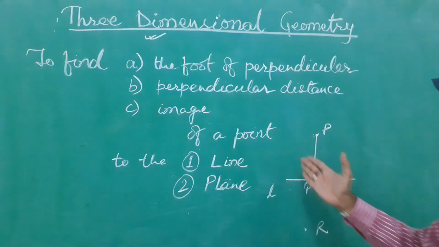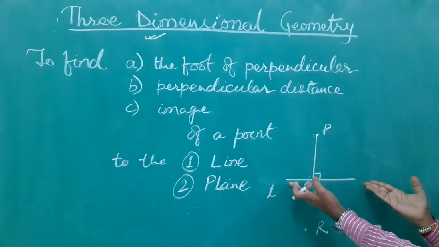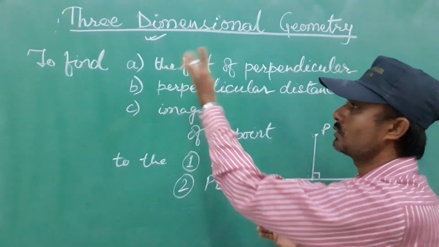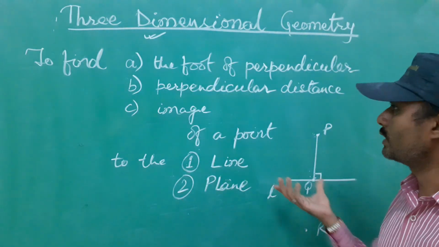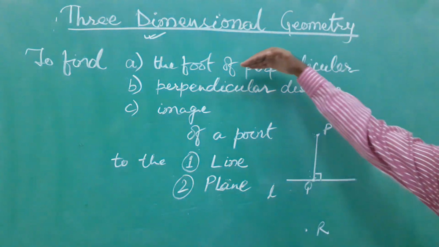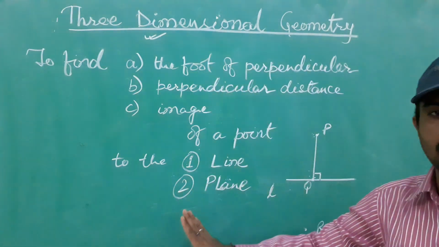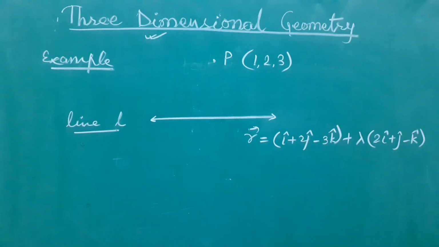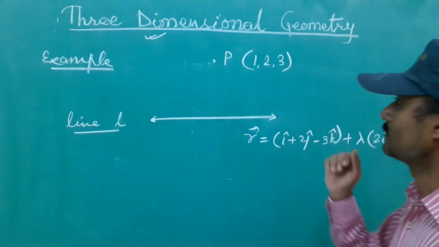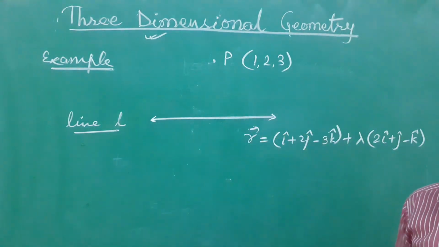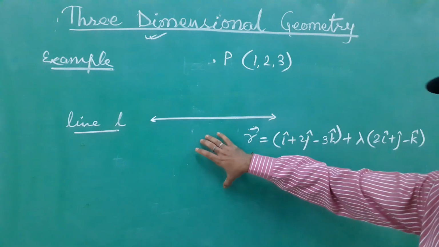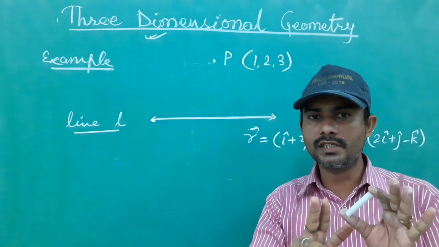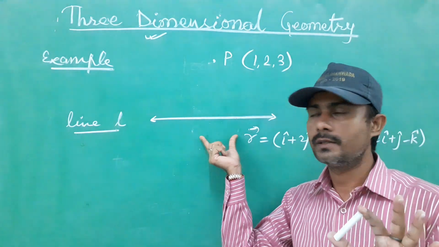And the same thing we will do in plane. In place of line we will have plane. Now I am starting with one, and then we will discuss all the 6: 3 for line and next 3 for plane. Just look here. I will explain with one example. Here we are going to find first the foot of perpendicular, because all the other 2 points depend upon the foot only.